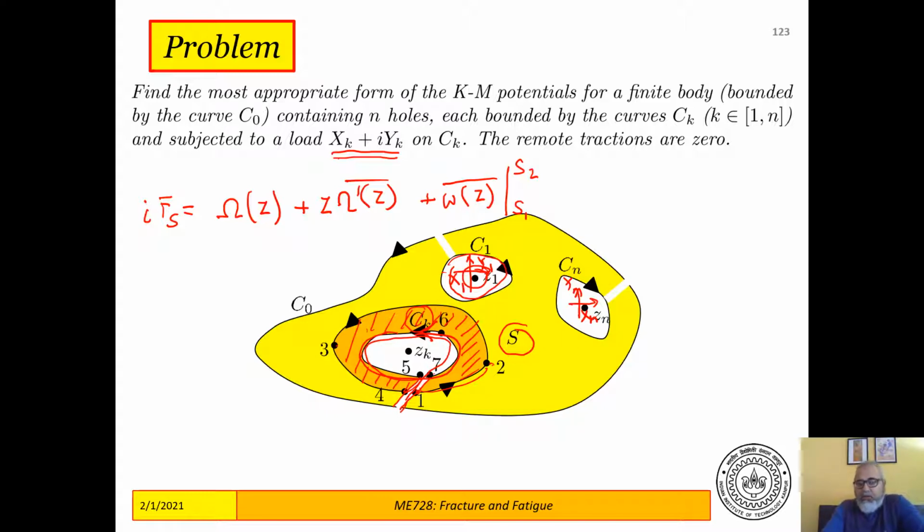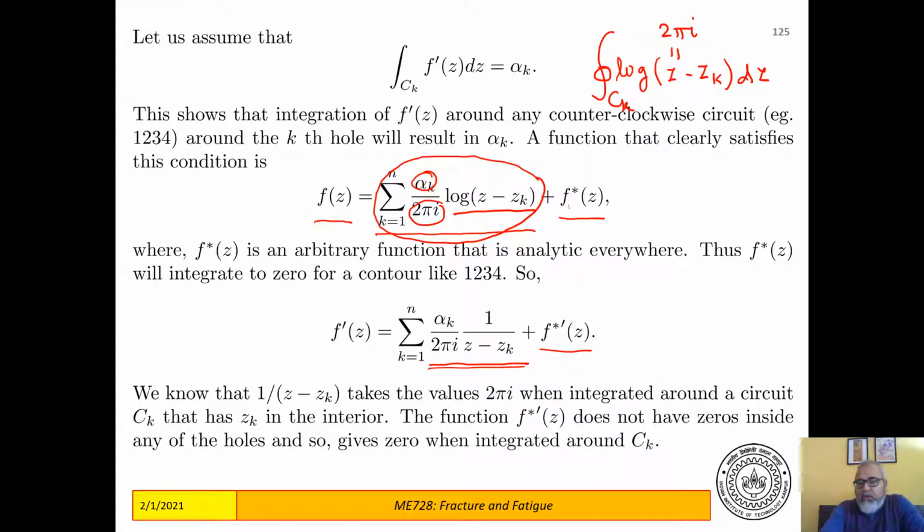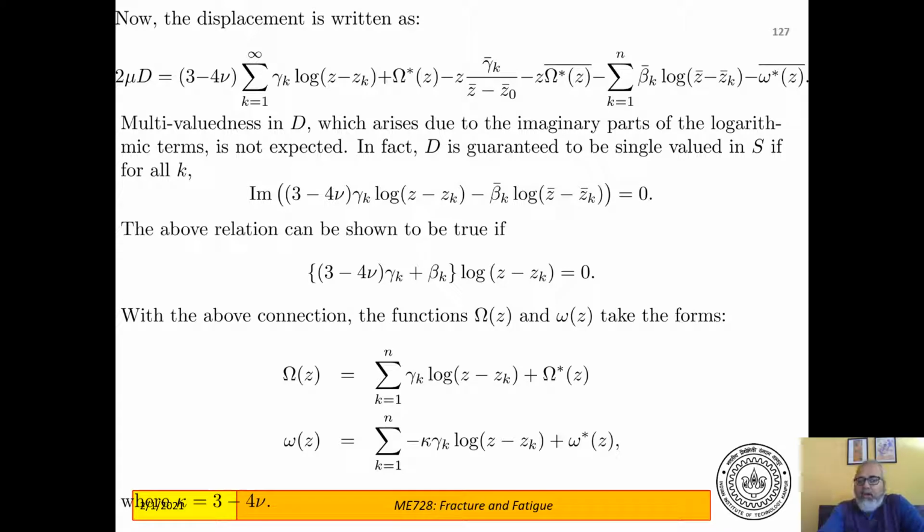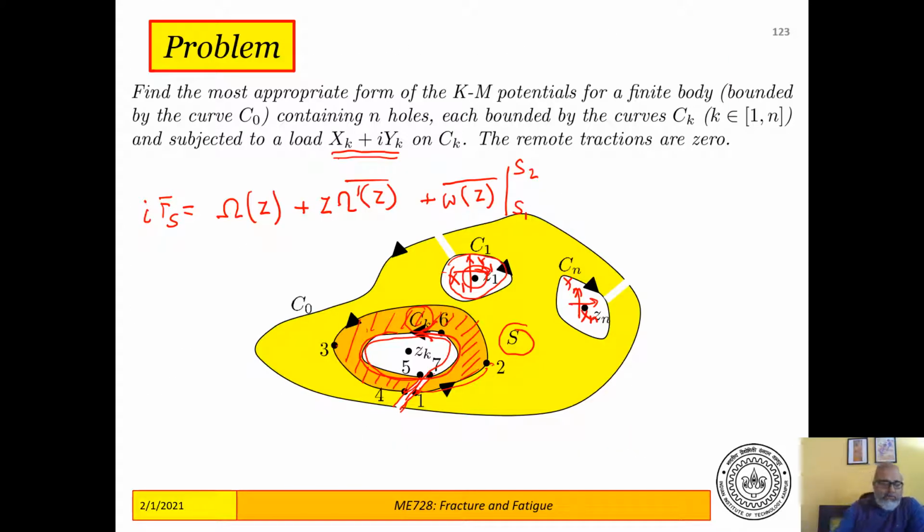So if you take an integral of this function, you should get I times xk plus i yk. So that is what the boundary condition is on each hole, and we are going to use that in order to determine the alpha k's and the beta k's that we have chosen. Okay, so we also have the displacements. The displacement functions, remember, are similar. So you have 2 mu d is equal to kappa times the same thing. I think there's a minus. This is minus 4 nu minus 3 minus z.